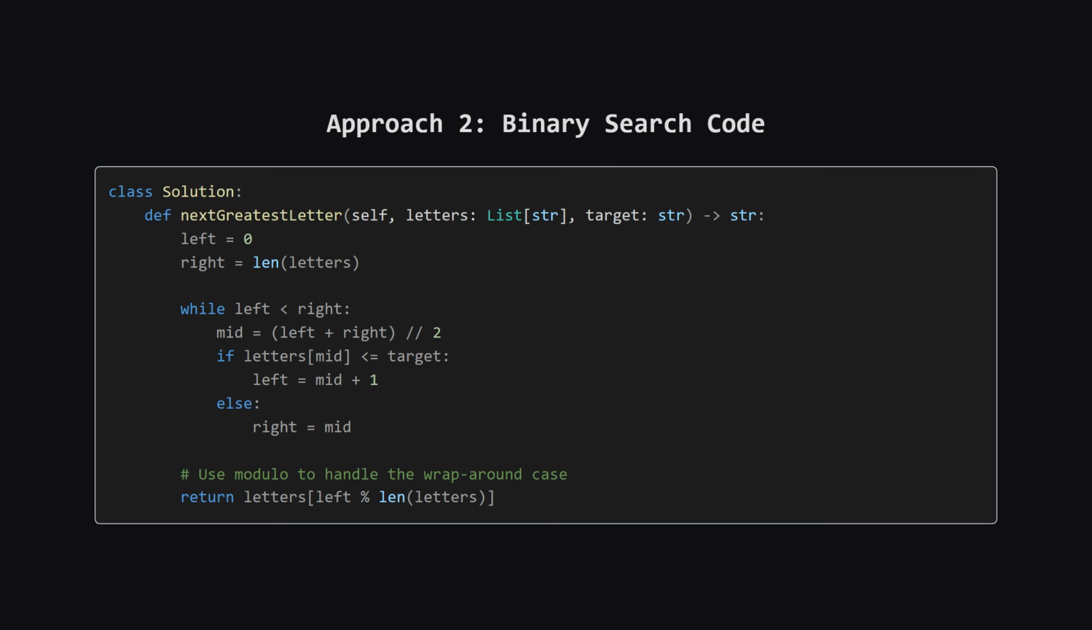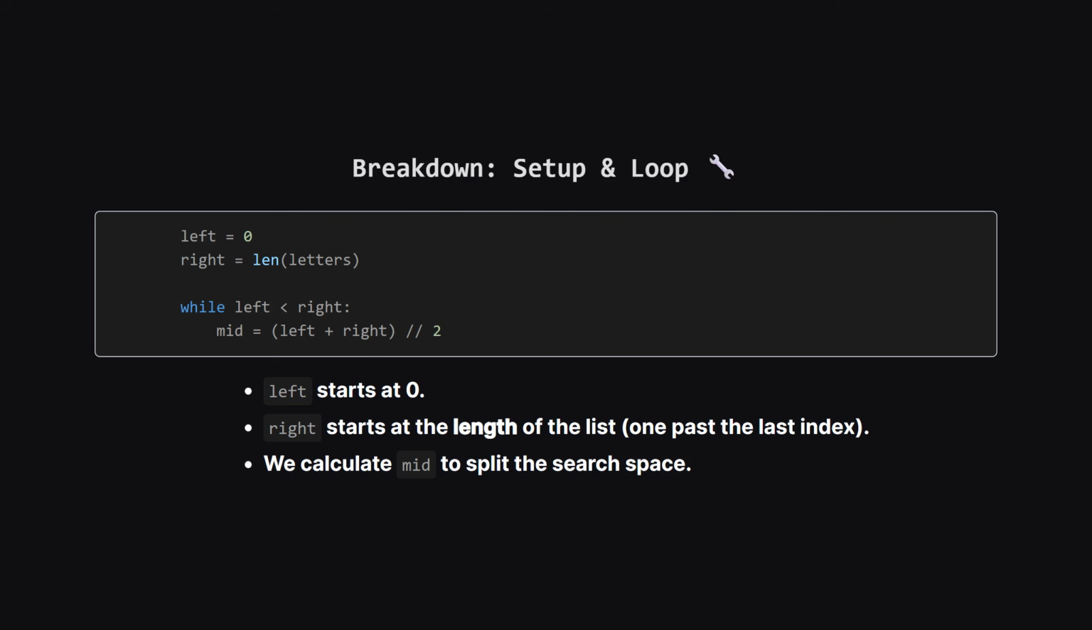And here is the code for the binary search approach. We set up our pointers, run the while loop to narrow down the range, and then have a clever little return statement at the end. Let's decompose this logic. We initialize our left pointer to 0 and our right pointer to the length of the list. Notice that right is not the last index but one past it. This is useful for edge cases where the answer might be outside the current list bounds.